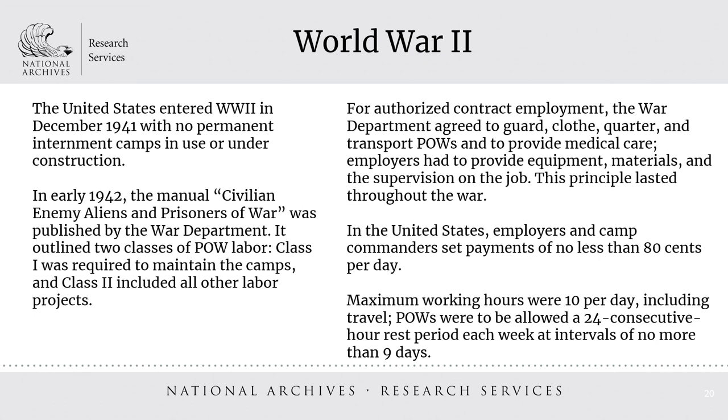For example, the Civilian Enemy Aliens and Prisoners of War Manual that was issued by the War Department in 1942 provided details on the types of labor that POWs could be expected to perform. Class 1 labor involved all routine work that was required to run the camps themselves, things like cooking, cleaning, laundry, maintenance, and so forth. Class 2 labor encompassed all other work. In anticipation of labor shortages in the U.S., POWs would be authorized to perform contract work for outside employers, so guidelines were also established that outlined the responsibilities of the government, the employers, and the prisoners.